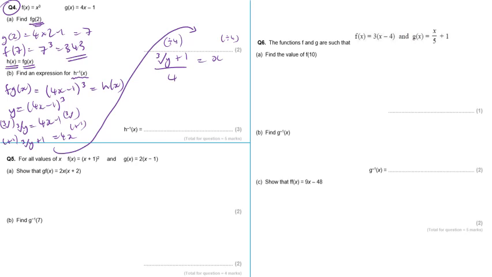We then just need to use the correct notation to write this out, and they've got the inverse function of h written here for us. So let's write it nice and clearly. And that's our answer done.